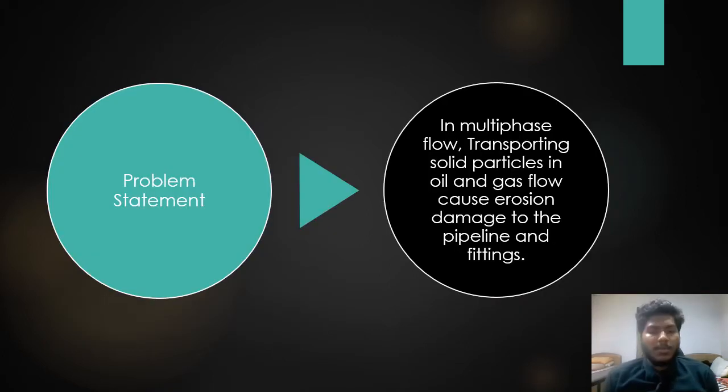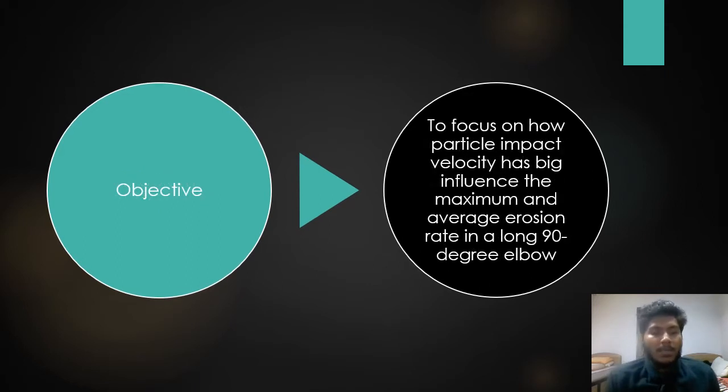I'll start with the problem statement. So in multi-phase flow, transporting solid particles in oil and gas flow can cause erosion damage to the pipeline and fittings. Moving on to the objective. The objective is to focus on how the particles impact the velocity in the pipeline and the maximum and average erosion rate in a long 90 degrees elbow.